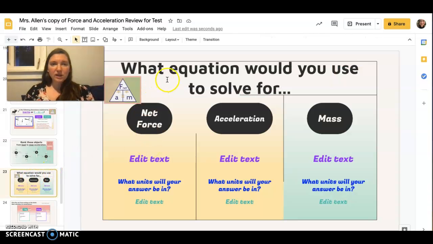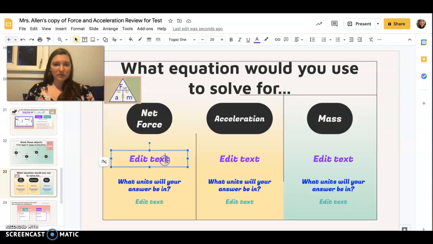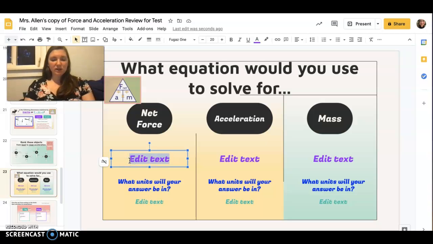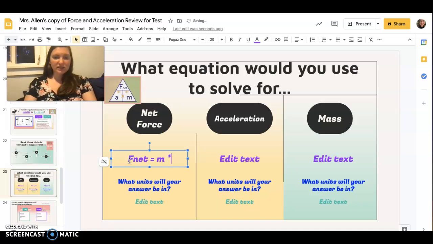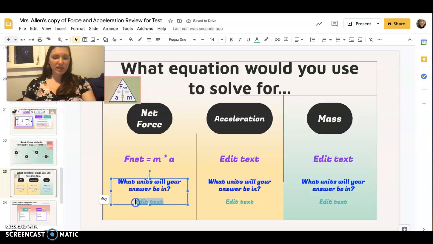So next one, what equation would you use to solve for net force? Okay, so we're just using this equation triangle right here. If we're solving for net force, we're going to do F net equals mass times acceleration. And the answer is going to be in newtons because it's net force.